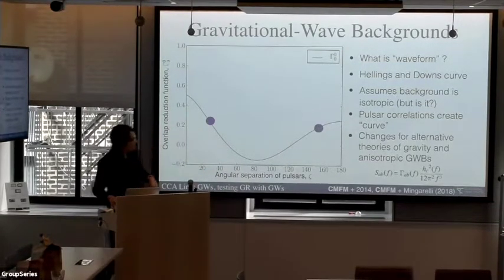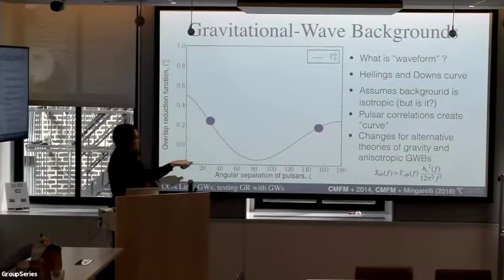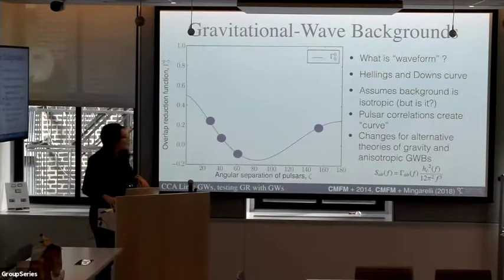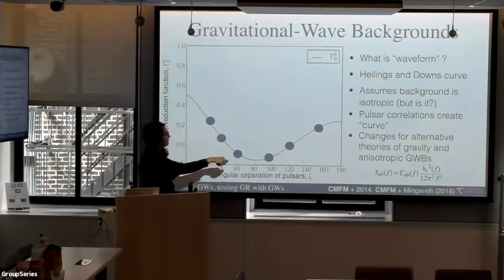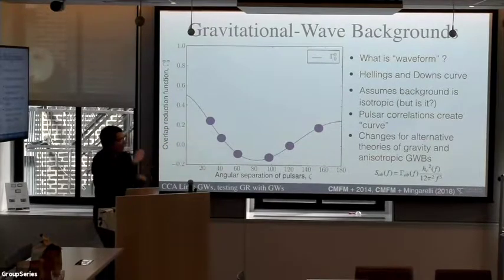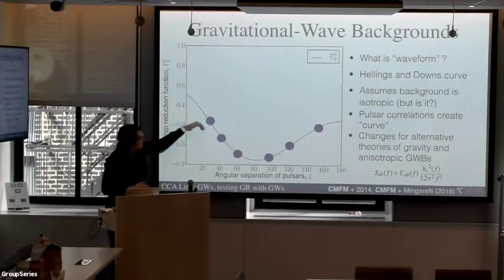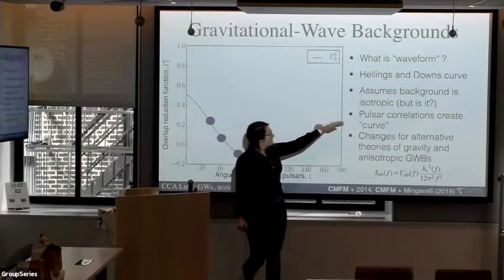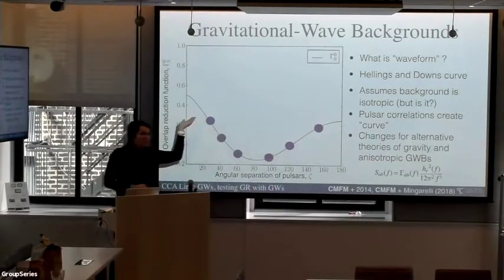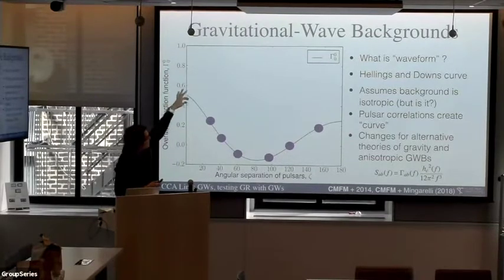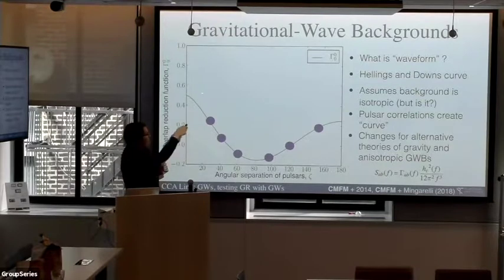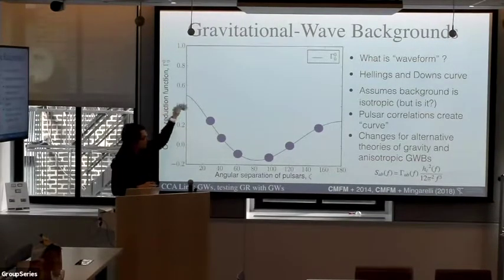If they're separated by 160 degrees, you get a value of around 0.2, and so on and so forth. So if you have a very dense pulsar timing array, you can very well sample this curve, which means that as you cross-correlate all of your millisecond pulsars, this Hellings and Downs curve should be the figure which you plot, which is the smoking gun for the gravitational wave background. As you cross-correlate the pulsars, this is denser and denser. Eventually, at the beginning, you'll have pretty large error bars here, but you can still pick out the Hellings and Downs curve.